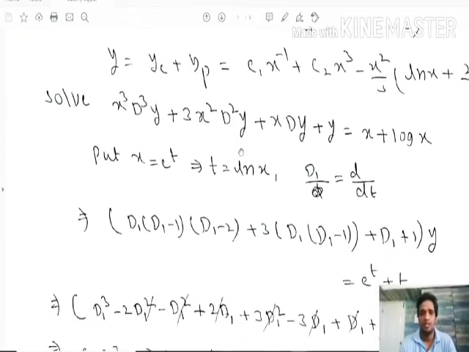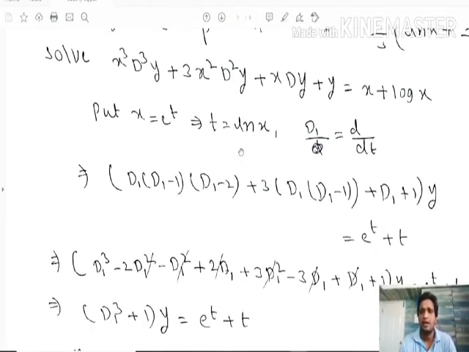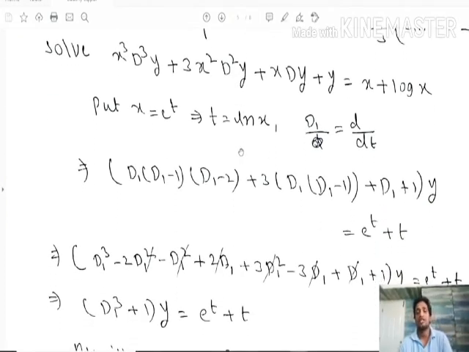Let's move to the problem. Yesterday we solved only second order differential equations of Cauchy-Euler type. Today we are discussing third order, that is x cube d cube y plus 3x square d square y plus x dy plus y is equal to x plus log x.